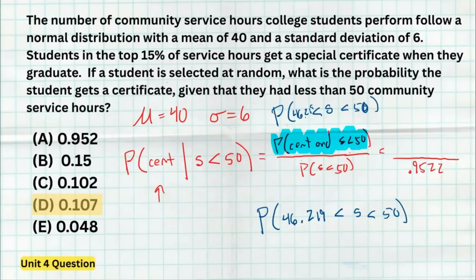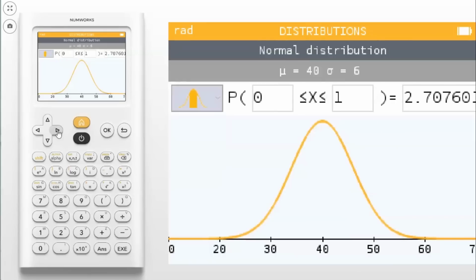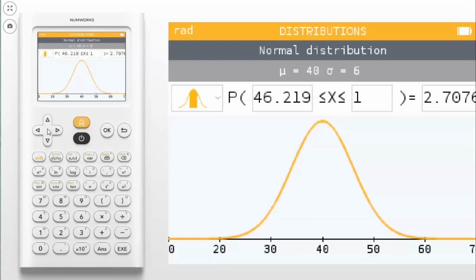And again, this is actually really, really easy to do. We're in our calculator here. In our Numerics, we could go back. This time we want to look in between, and the two values we will look in between are 46.219 and 50.